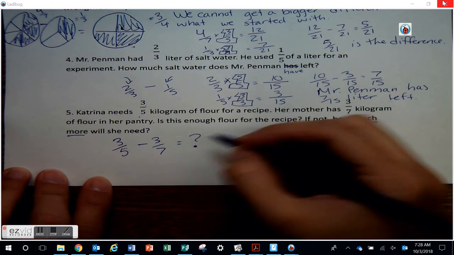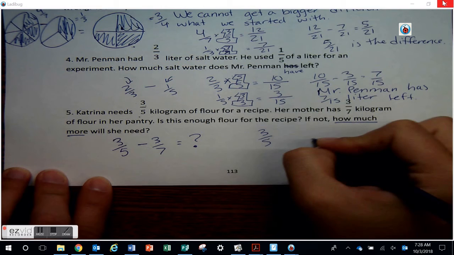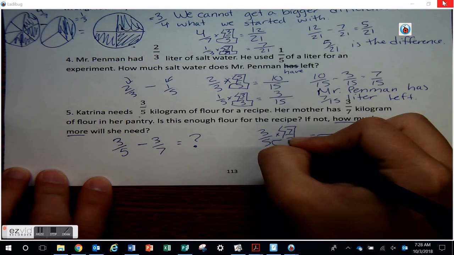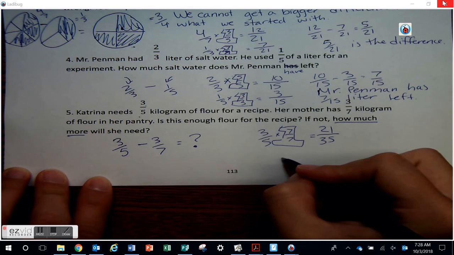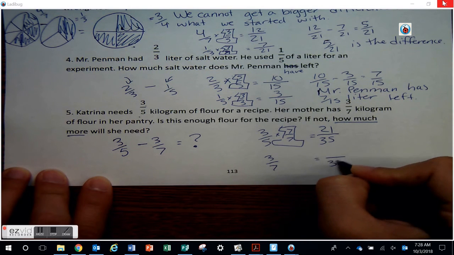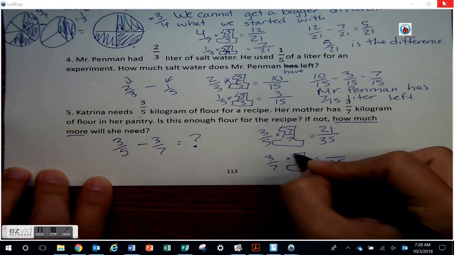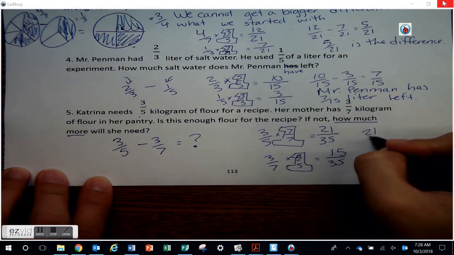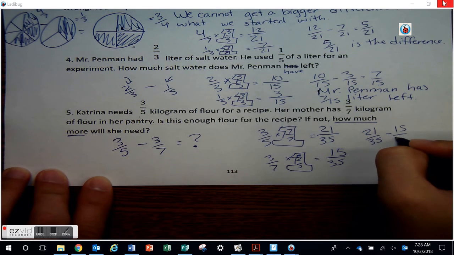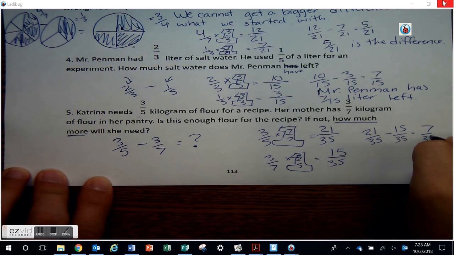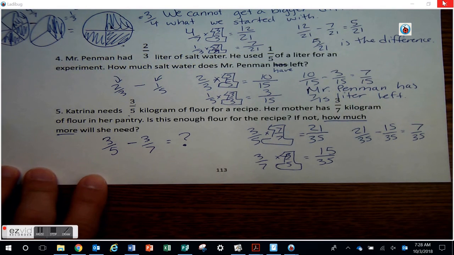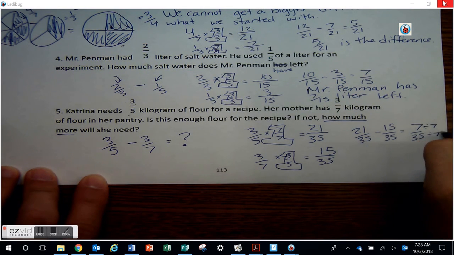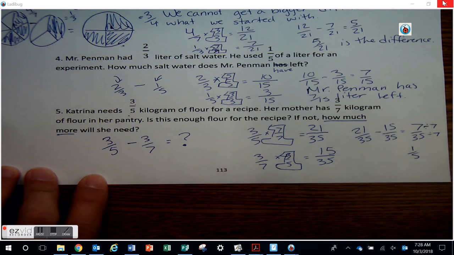Let's get that common denominator. Let's just multiply those and get a common denominator of 35. Multiply by our giant 1 of 7/7. We get 21 as our numerator. 3/7, again, our goal is 35. Multiply by our giant 1 of 5/5, and we get 15 on top. 21 35ths minus 15 35ths gives us 7 35ths that we still need. 7 35ths reduces, if I divide top and bottom by 7, I get 1/5.